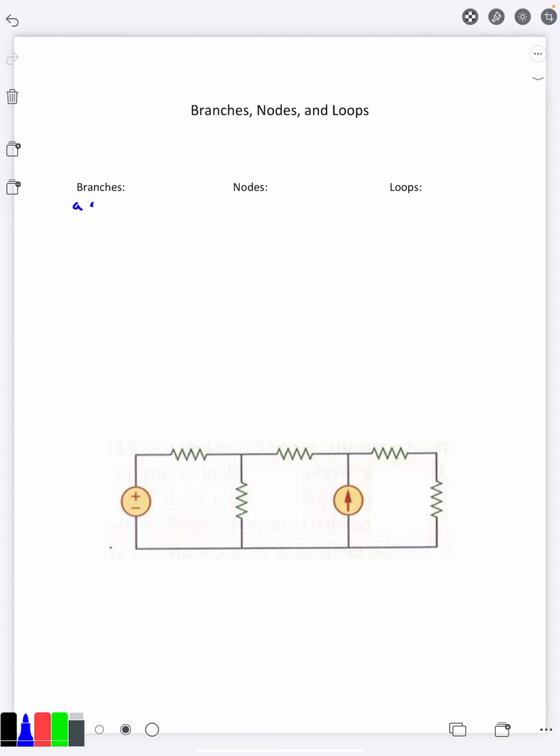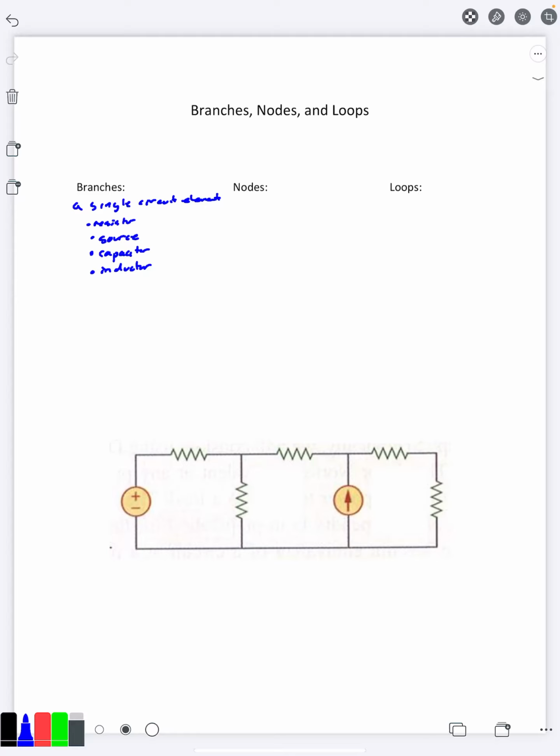A branch is a single circuit element. And so a branch might be a resistor, it might be a source, voltage or current, it could be a capacitor, it could be an inductor, and so on. These are all the things that are going to be branches in our circuits here.